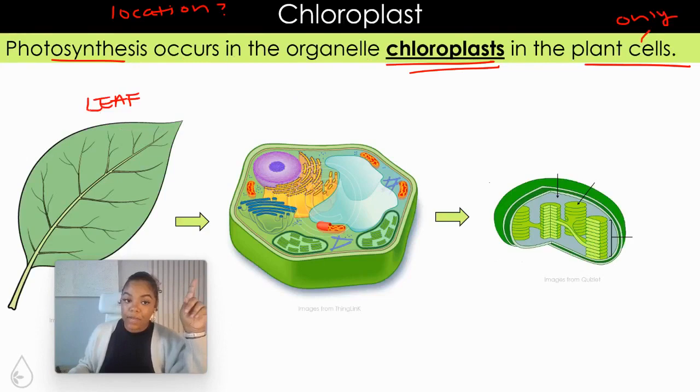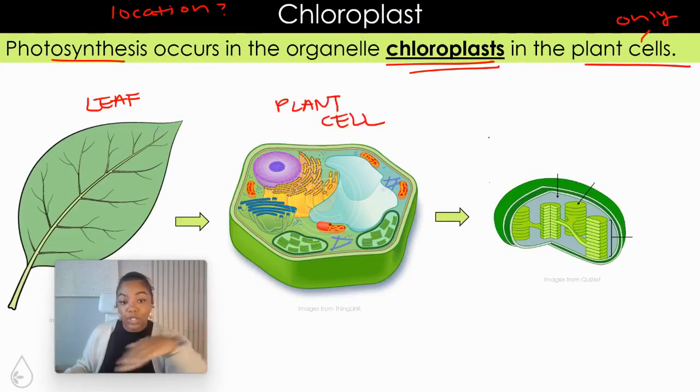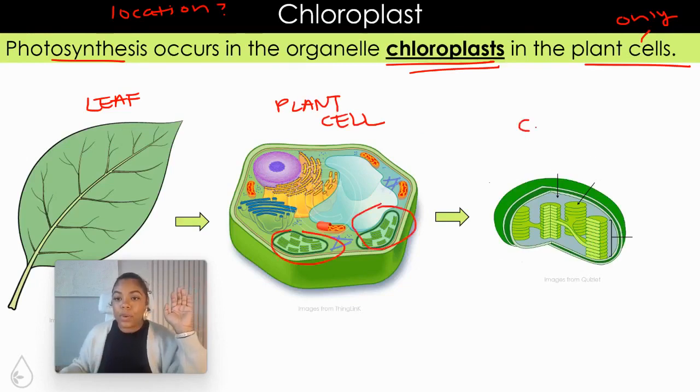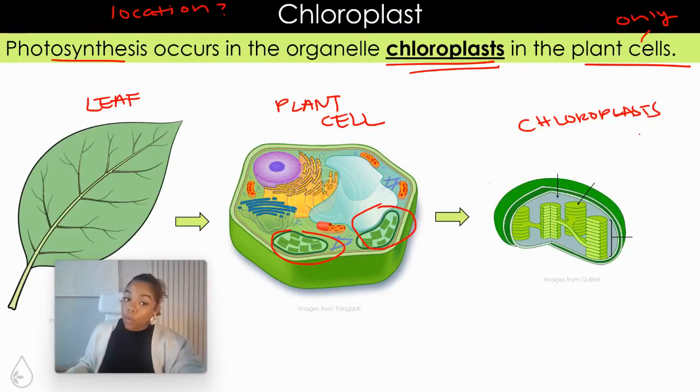So here we have a leaf, and if we zoom into the leaf, we should see a plant cell. As we zoom into the plant cell, you should end up seeing multiple chloroplasts. So if you're wondering where chloroplasts are located, it is within the plant cells that are located within the leaves of plants, not in the roots, not in the stem, but in the leaf.